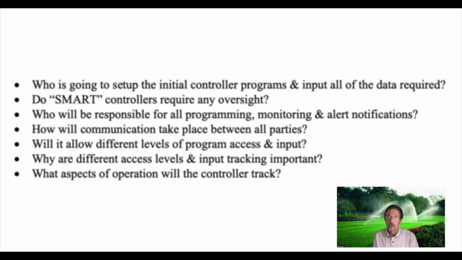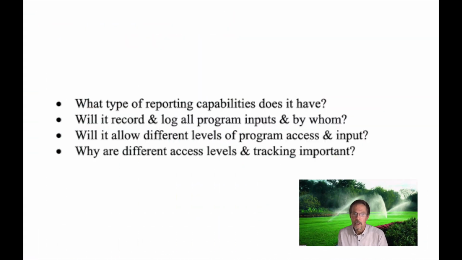What aspects of operation will the controller track? What ongoing information is important to you, and will the controller provide it? Reporting. Producing reports like alarm history or a water usage summary will enable the tracking of system performance over time. You can't correct problems if you don't first identify them. What type of reporting capabilities does the controller have? And does this match up to what you're looking for? Will it provide you with the information and feedback you need?